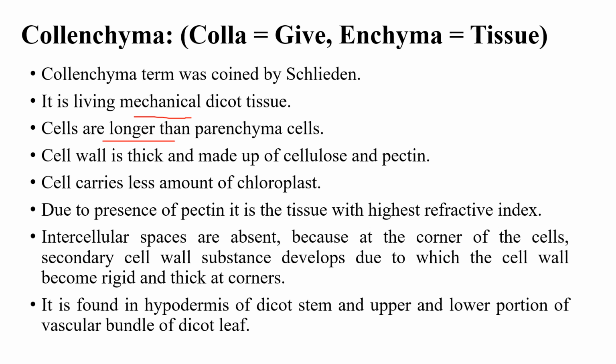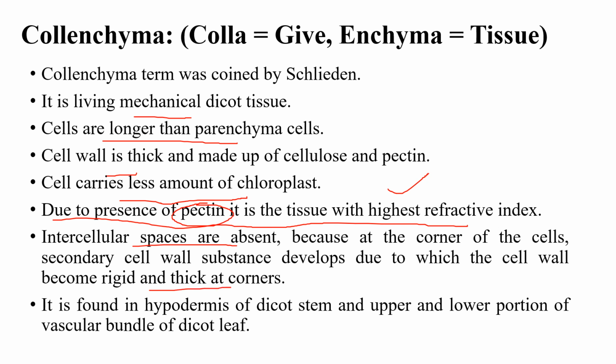Cells are longer than parenchyma cells. The cell wall is thick and made up of cellulose and pectin. The cell carries a small amount of chloroplast. Due to the presence of pectin, it is the tissue with the highest refractive index. Intercellular spaces are totally absent because at the corner of the cell, secondary cell wall substance develops, due to which the cell wall becomes rigid and thick at the corner.